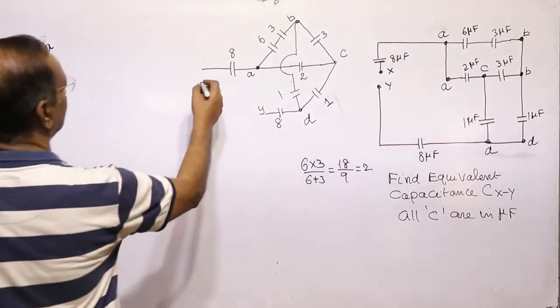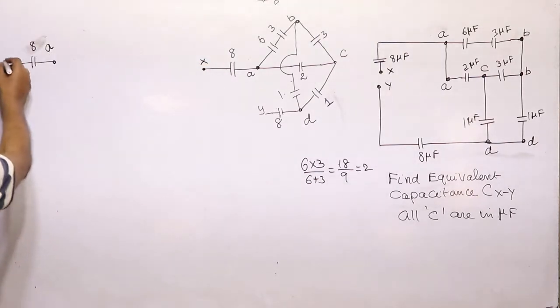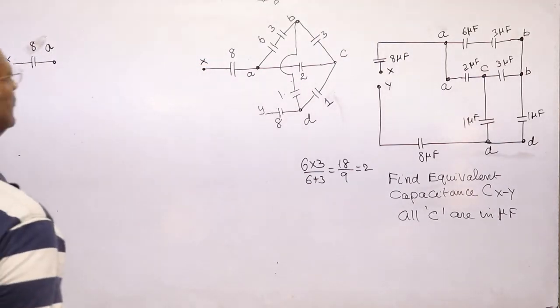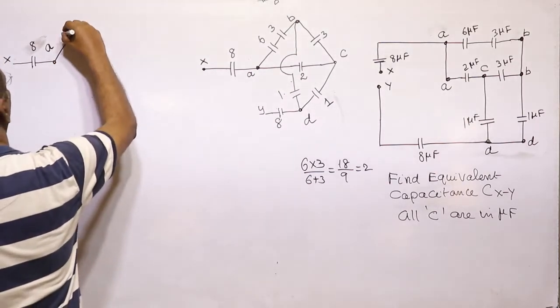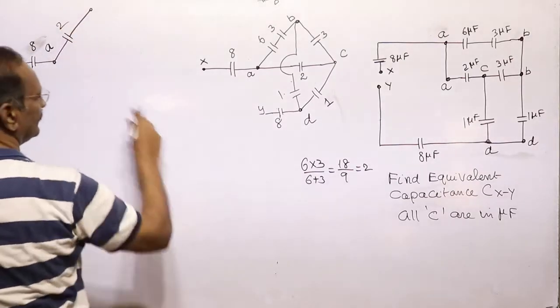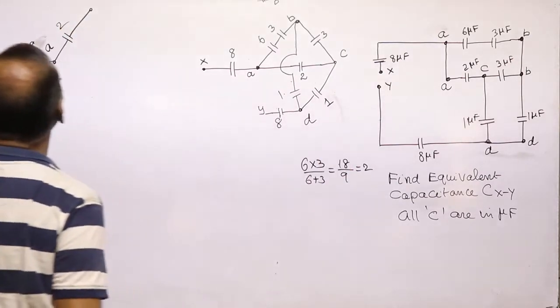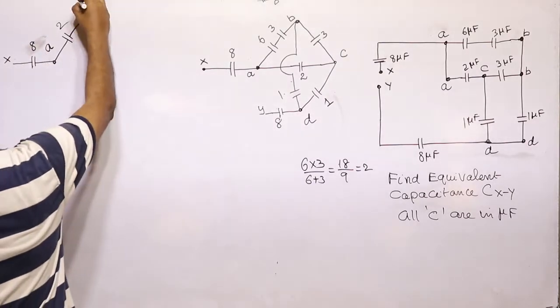So what is this point? This point is X. A to B, how much? A to B is 2 microfarad. This is 2 microfarad. Then this is point B.